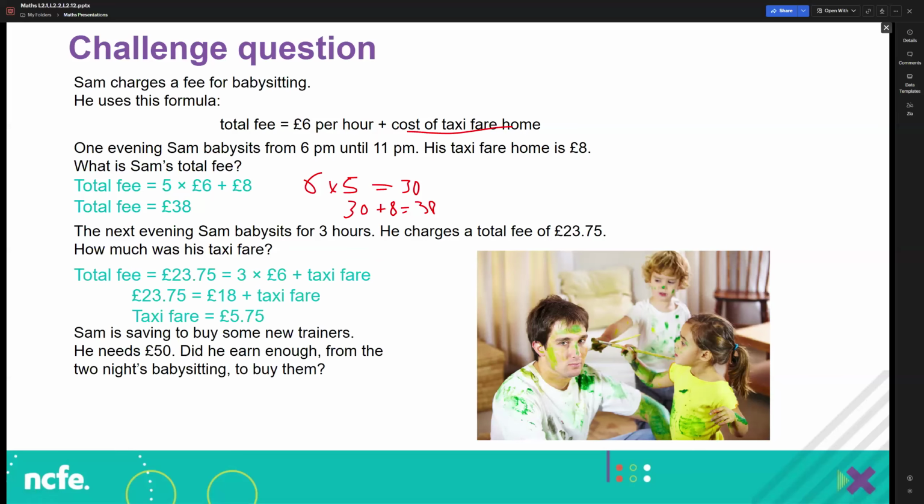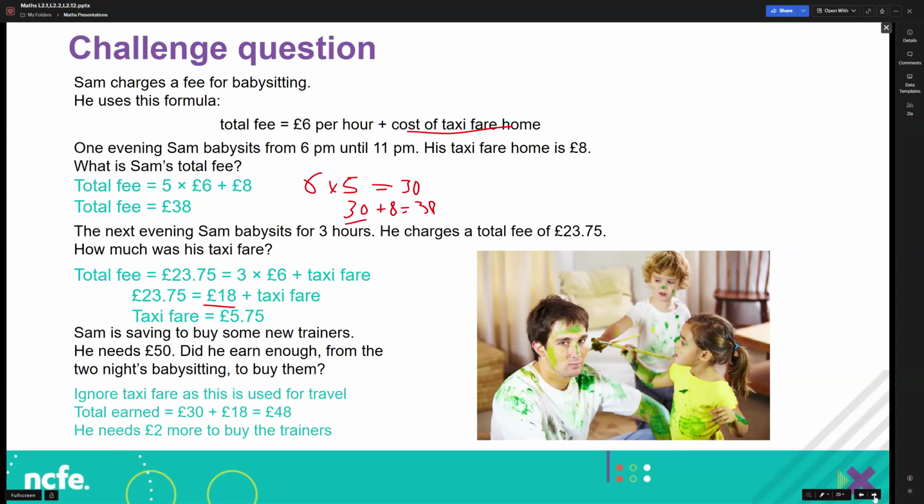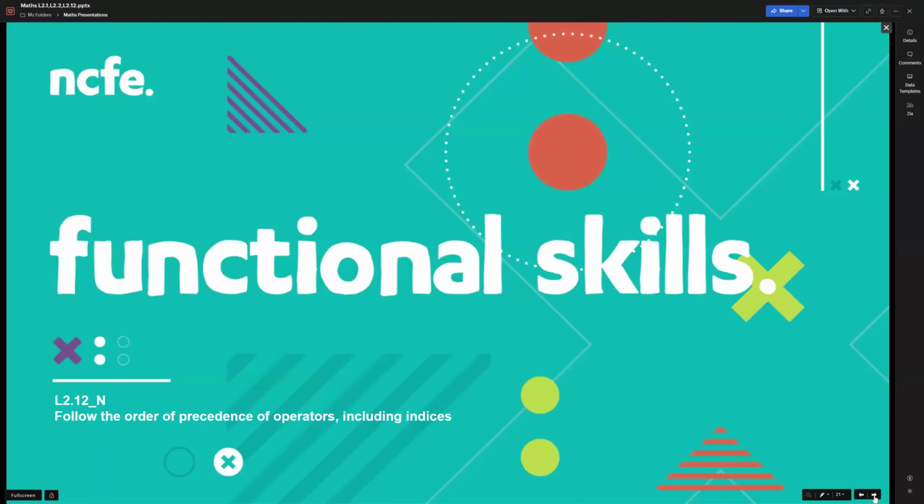Sam is saving to buy some new trainers. He needs 50 quid. Does he earn enough from the 2 nights babysitting to buy them? So he's earned £30 the first night, £18 the second night. 30 plus 18 is 48. So he's £2 short, I believe. Unfortunate for Sam.